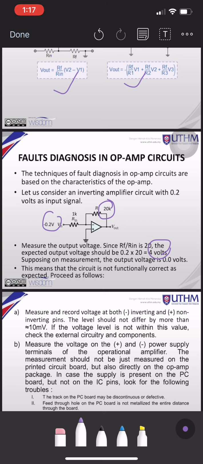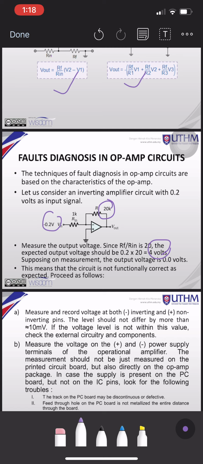That means the circuit is not functioning as we expect. So what should we do? First, we need to measure and record the voltage at both the inverting and non-inverting pins. The measurement should be not more than 10 millivolt from the input, between the inverting and non-inverting pins. If the voltage level is not within this value, check the external circuit and components.